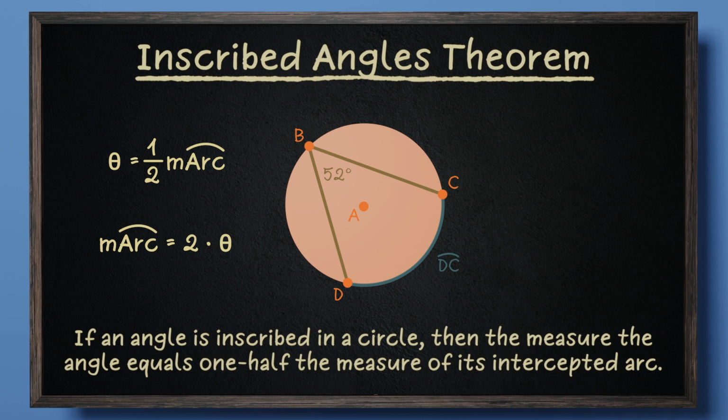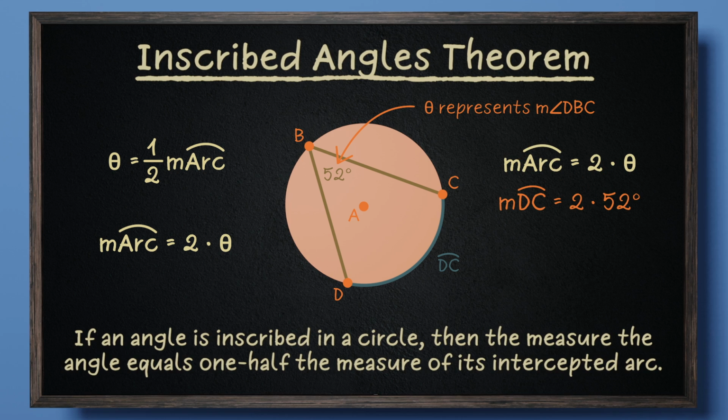We can use two formulas. Theta equals 1/2 times the measure of its arc, and the measure of an arc equals 2 times the measure of its inscribed angle, where theta represents the inscribed angle measure. These formulas help us calculate the values of either the arc or the inscribed angle that intercepts the arc, depending on the information that we know. Since we know that angle DBC was 52 degrees, we could plug in 52 as our inscribed angle measure, theta, and multiply this value by 2 to calculate the measure of the angle's intercepted arc. 52 times 2 is 104, and the measure of our intercepted arc, DC, is equal to 104 degrees.